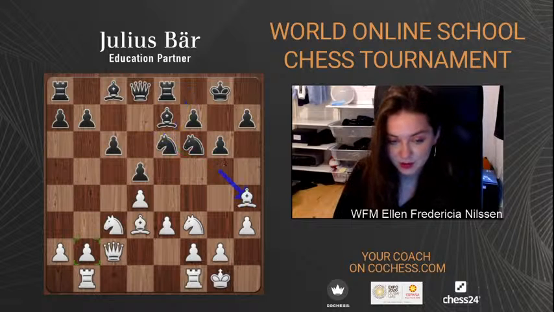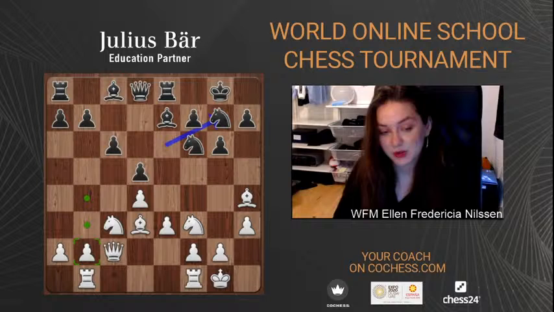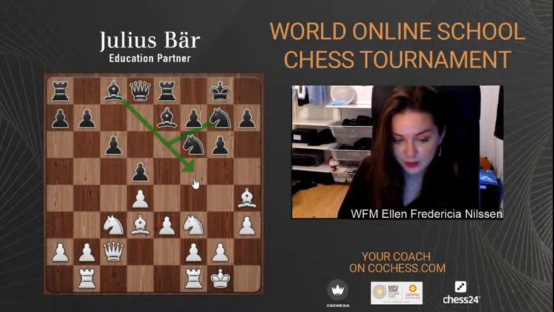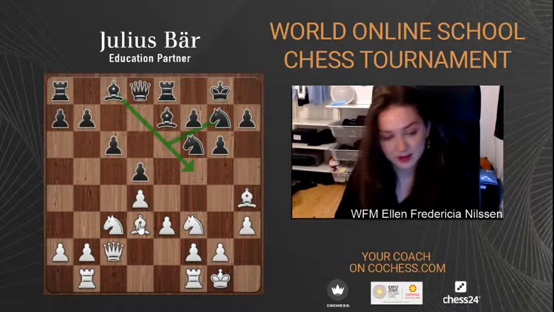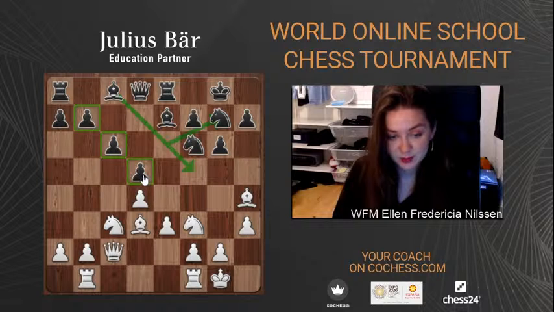White played bishop h4, and now black played knight g7. This is also a very common idea. What black wants to do with this knight g7 move is push this bishop on f5, exchanging the light squared bishops, as all of black's pawns are on light squares.